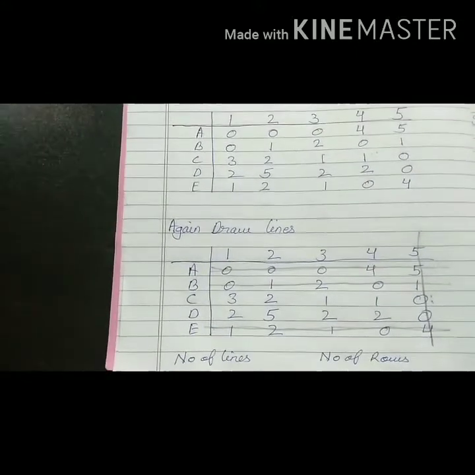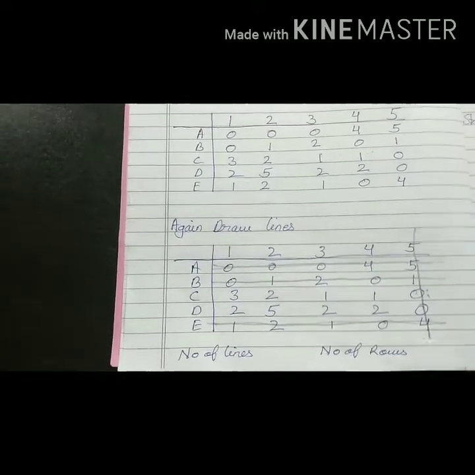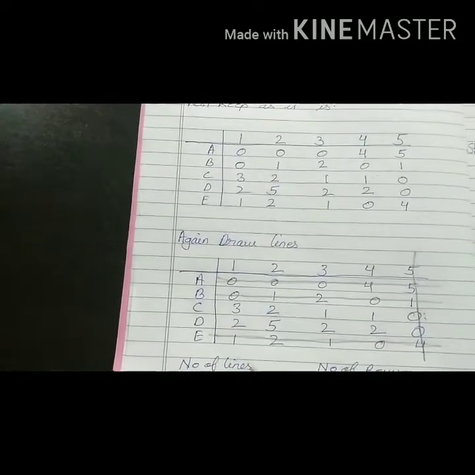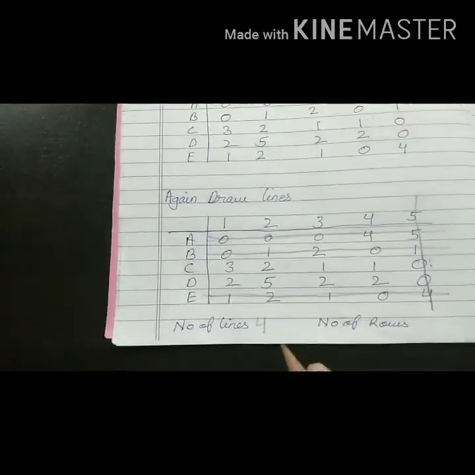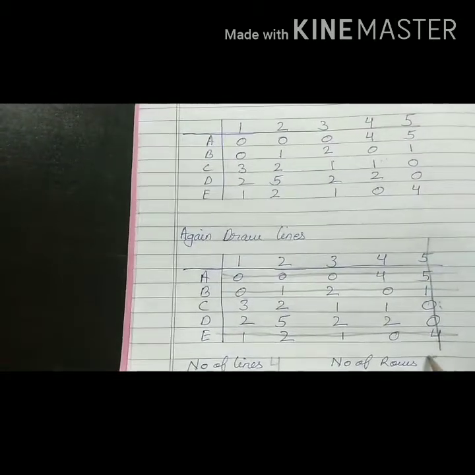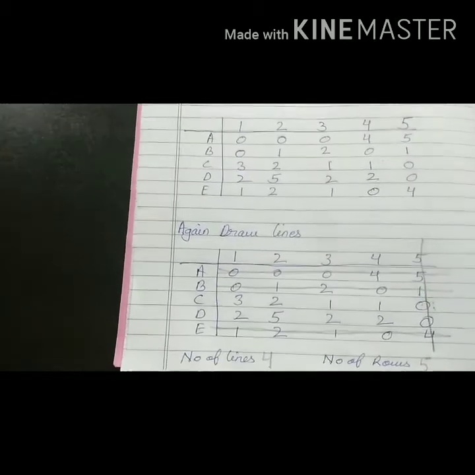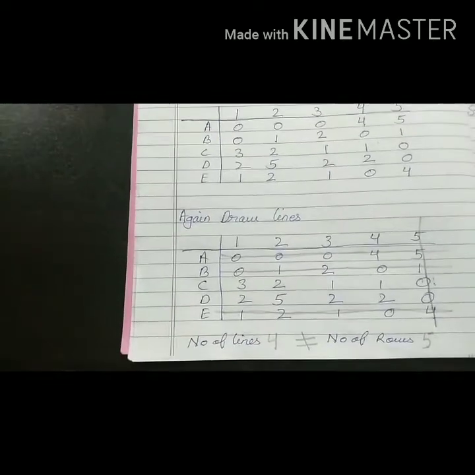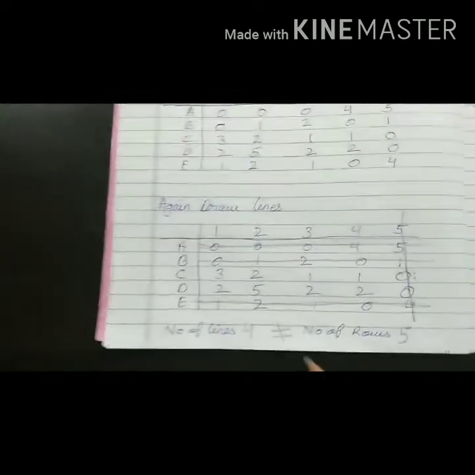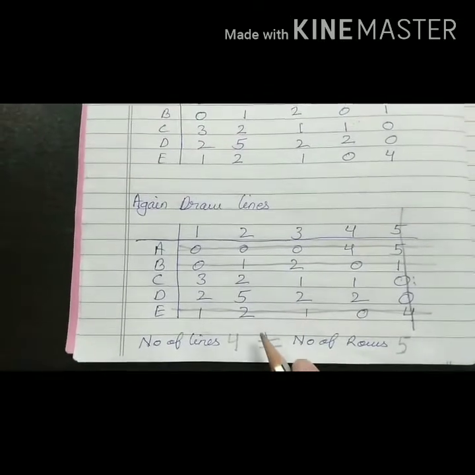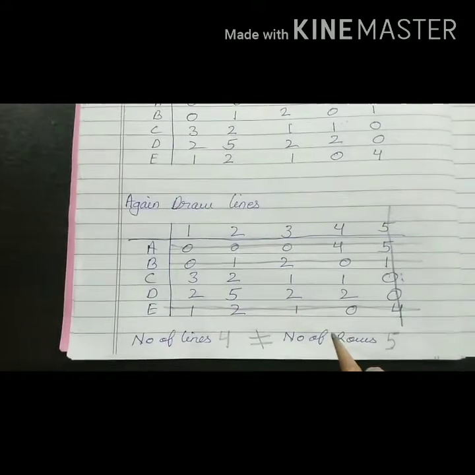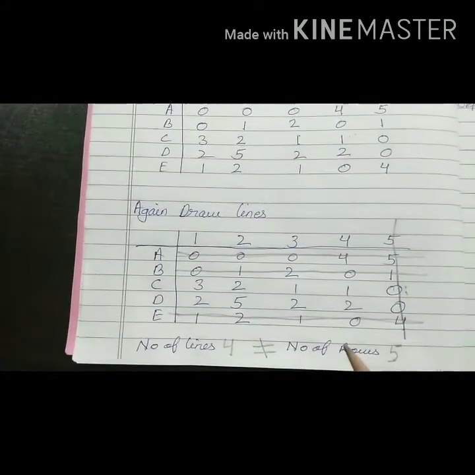Now again count the number of lines. Number of lines are 1, 2, 3, 4 lines. So we get 4 lines. Number of rows are 5. So again not equal. The solution is still not optimum. So here we can say that as number of lines are less than number of rows, the solution is not optimum. Still there is a chance for improvement.